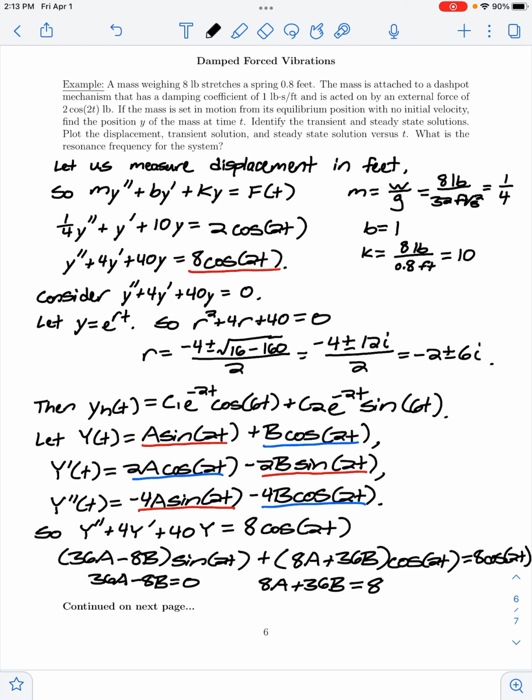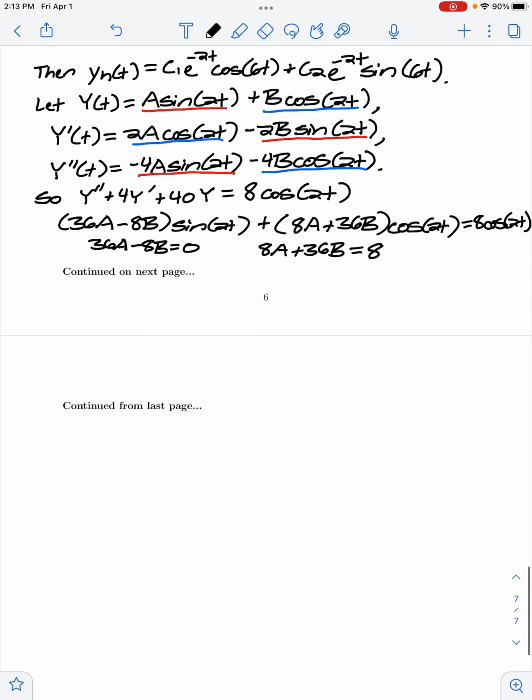So let's continue our work on to the next page. If we divide each of these equations by 4, my first equation would be 9a minus 2b is equal to 0. And the second equation, if we divide by 4, is 2a plus 9b is equal to 2. So from the first equation, it follows that a is 2/9 of b.